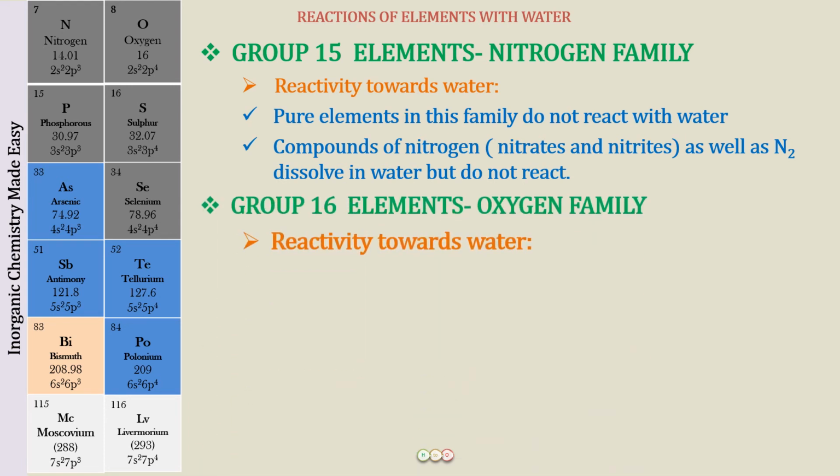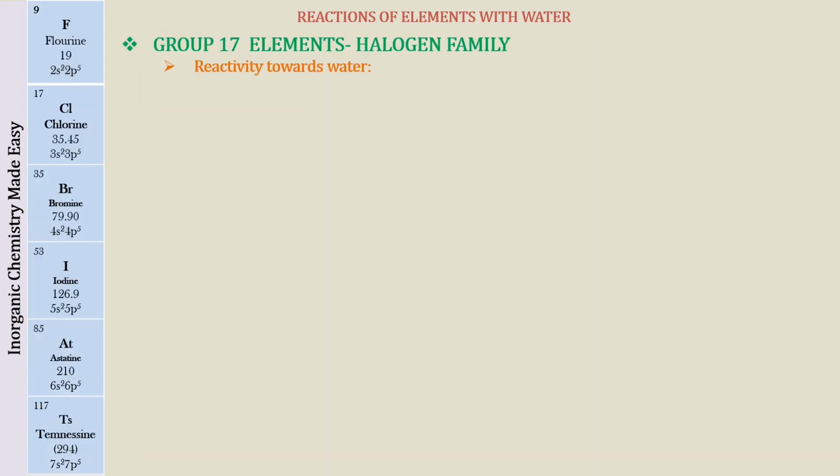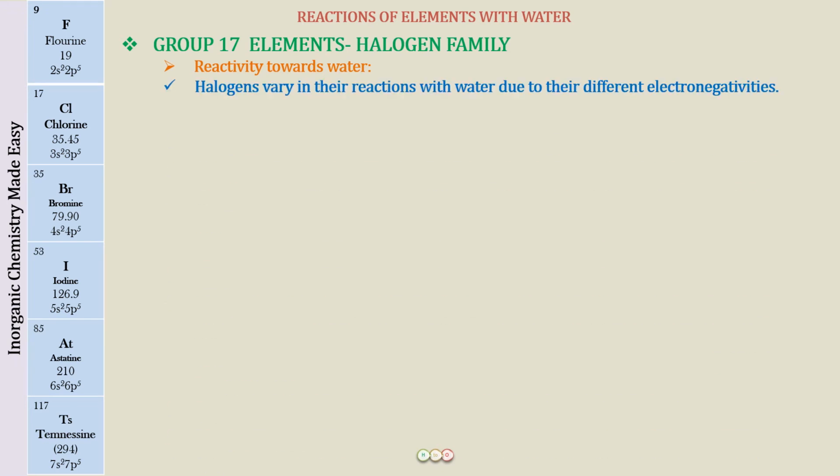Okay. Similarly, for the group 16 elements, the oxygen family, here again the pure elements in this family will not be reacting with water. Next, we move on to the group 17 elements, the halogen family. All the halogens, you all know, are the most electronegative elements in their respective periods, so they are very reactive. The reactivity towards water is going to depend upon their different electronegativity values. So how they will be reacting with water is going to depend upon how electronegative they are. And all these things that we will be discussing now are going to be very important for your examination.